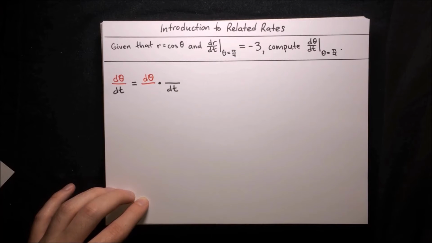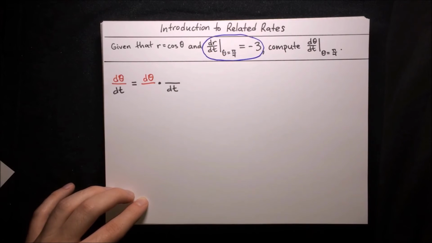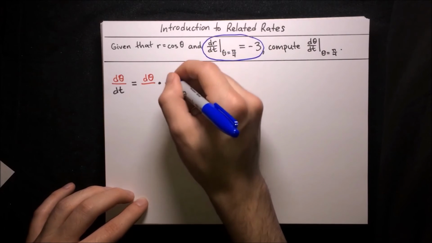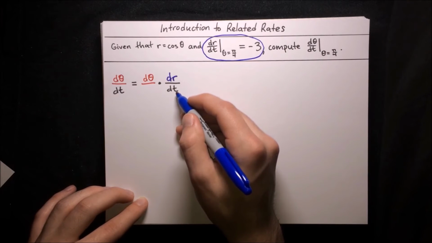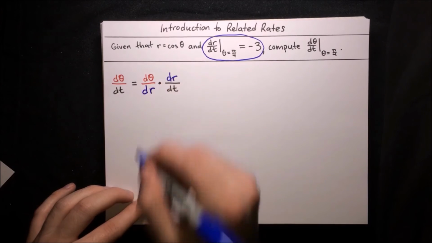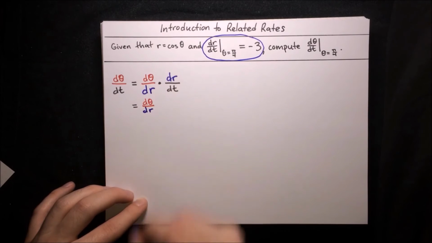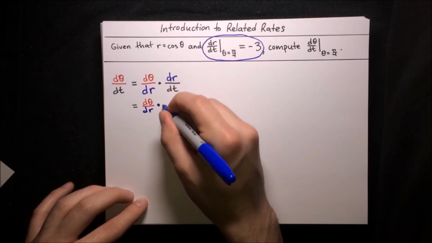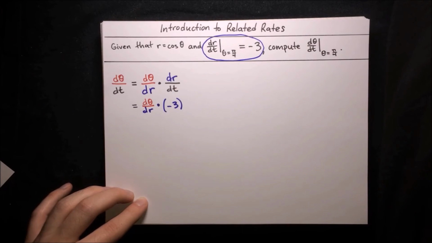Now we look for any given information about another derivative. Hey, it's right here. We know that dr/dt when theta equals pi over 4 is equal to negative 3, so why don't we make this a dr/dt? That way we can just plug in for dr/dt, and so that these fractions cancel, we want this denominator to be the same. So d theta/dt is equal to d theta/dr times dr/dt, and dr/dt we know is just negative 3. Now it remains to find d theta/dr.